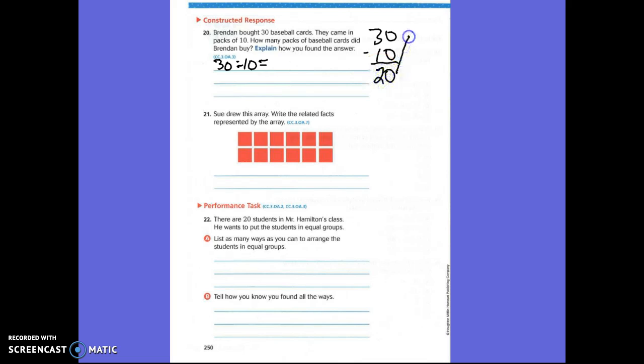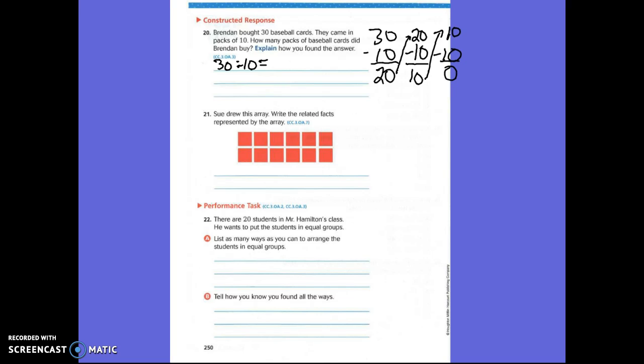So I put my answer at the top. 20 minus 10. 10 again, which is? 10. I don't have 0 yet again, so then I have to put my 10 up here. 10 minus 10 is? 0. Okay. So 30 divided by 10 is what, guys? 3. How do we know? Because there's 3 groups of 10.